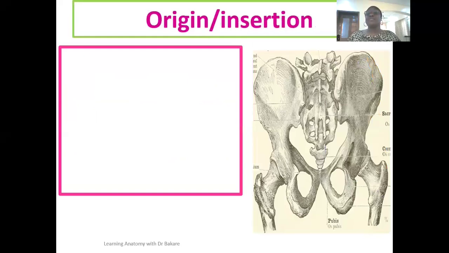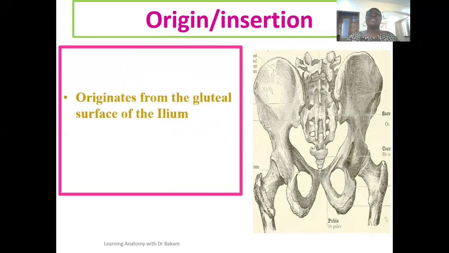So let's drive further to establish the point of origin and also the insertion of the gluteus medius. The gluteus medius is seen to originate from the gluteal or the posterior surface of the ilium. This is the bony pelvis, and this region that is seen in this image is the posterior view. So this is the posterior view of the bony pelvis.